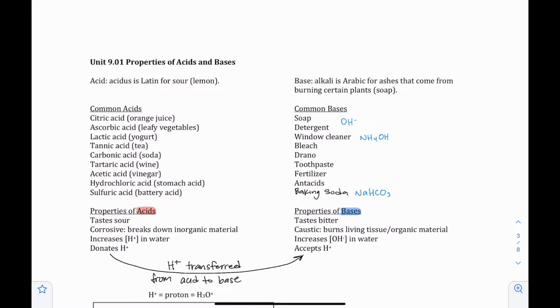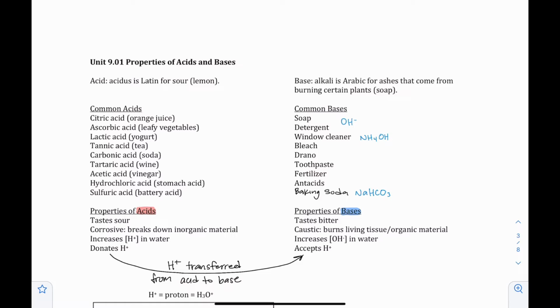Acid comes from the Latin word acidus for sour, like lemons, and alkali comes from the Arabic word for calcinated plant ash, which is mostly composed of potassium carbonate, that's basic. Many common acids can be found in food and drinks, like orange juice and soda. Common acids for us are acetic acid and vinegar, hydrochloric, and sulfuric. Common bases include soaps and detergents, and baking soda, which is sodium bicarbonate.